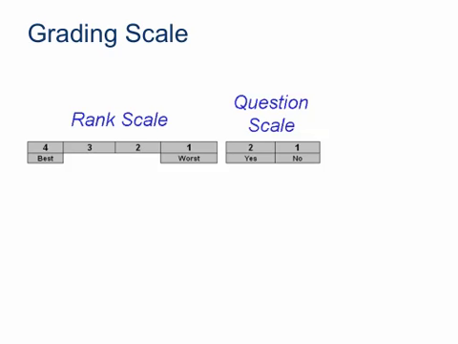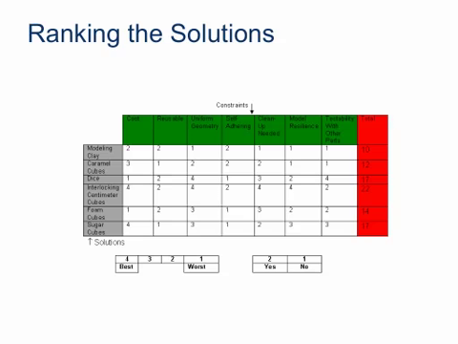So maybe it's on a 1 to 4 scale, best being 4, worst being 1, or a question scale, yes or no. You know, yes, it does this, it meets this, or no, it doesn't meet this criteria, and that's where 2 or 1 point. But you can kind of create that on your own. You can use this, or if you think there's something that might be a little bit better, you can do that.